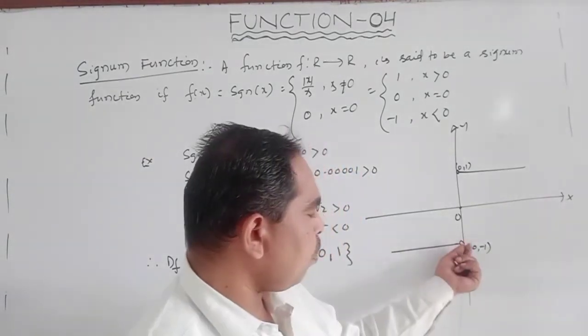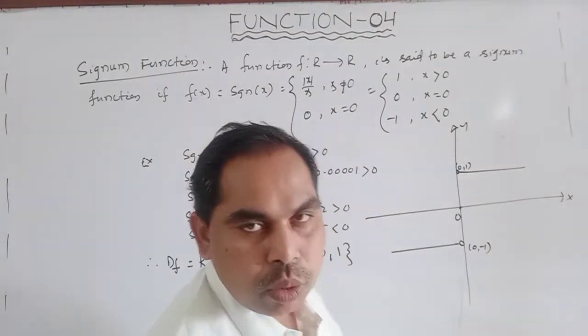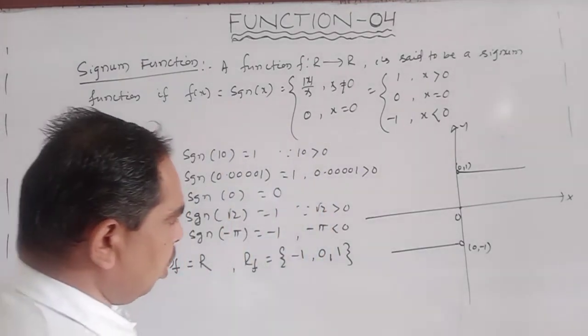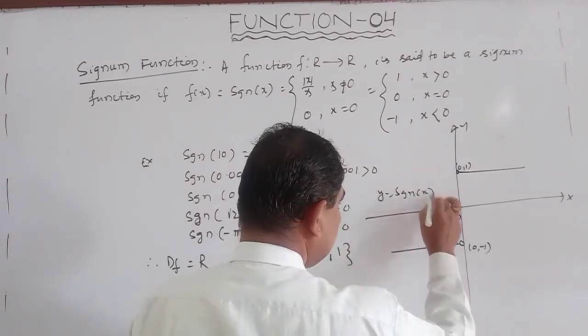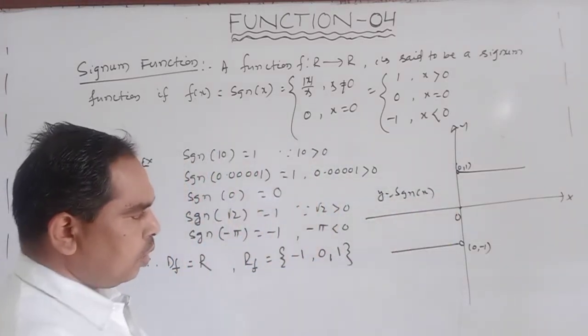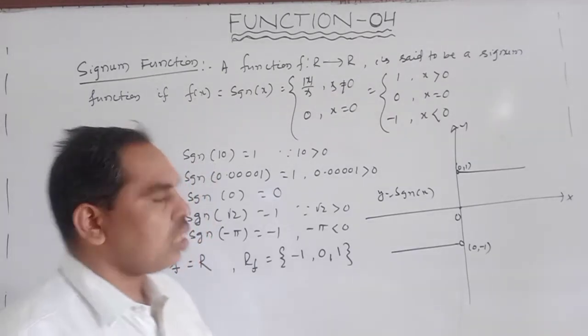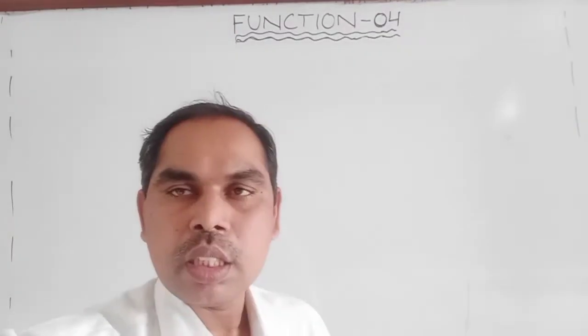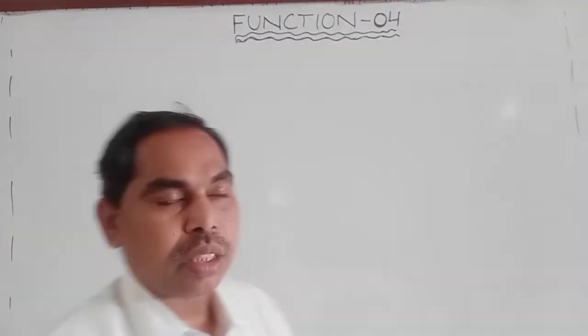Similarly, SGN of a minus value is minus 1, but SGN of 0 is 0. Okay, so this is the signum function, f of x is equal to SGN x. Here I am going to the signum function. Next one, characteristic function or indicator function.